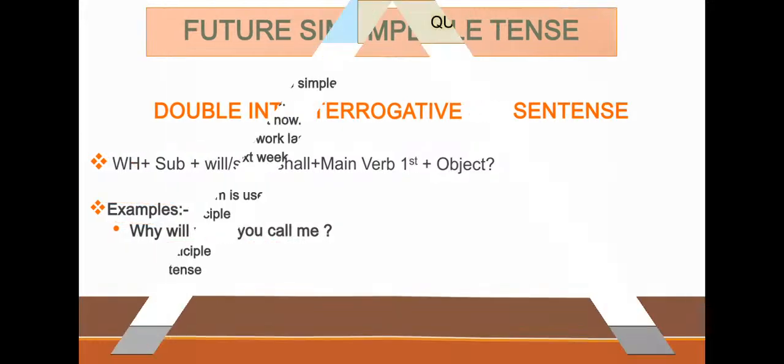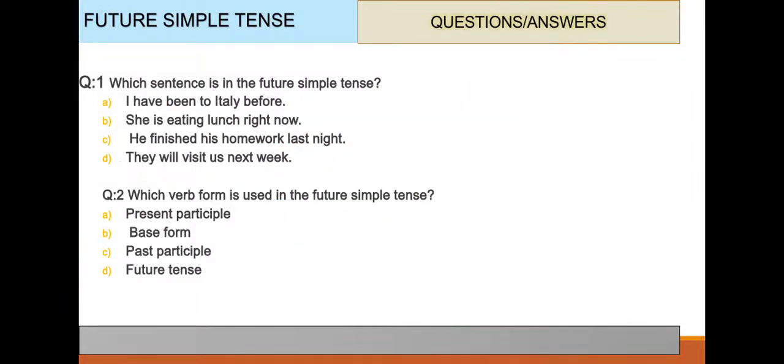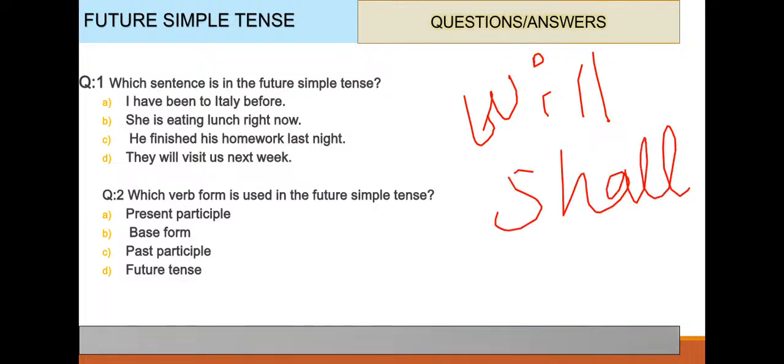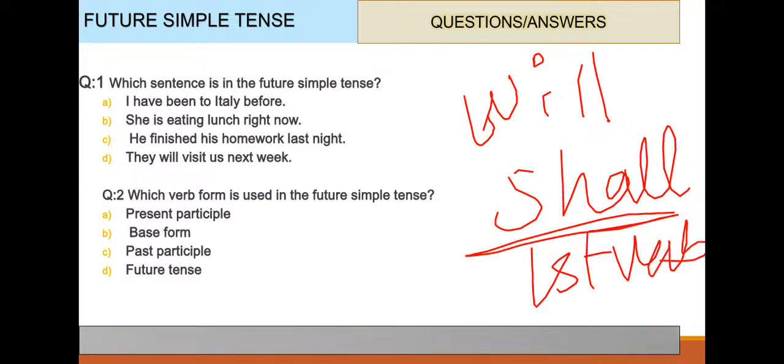Let's get into some questions and answers. This will help you understand it and get a deeper insight into this future tense. Let's take the first question. Which sentence is in the future simple tense? What you have to do is find will and shall in your sentence, to check if it is in the future tense or not. And the second thing is that you have to check if after will and shall you have the first form of the verb. Let's check where is will and shall. Here we have the will, and we don't have will anywhere else, so this is the actual answer.